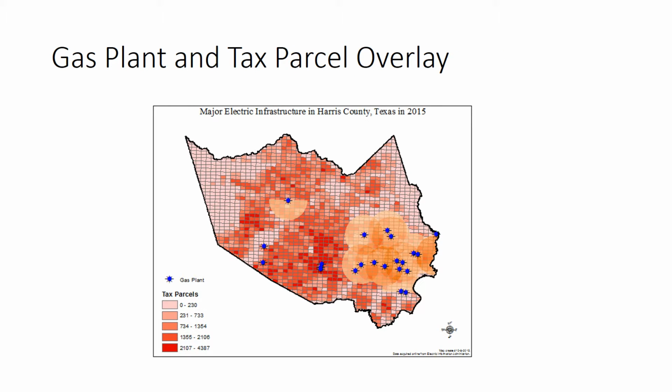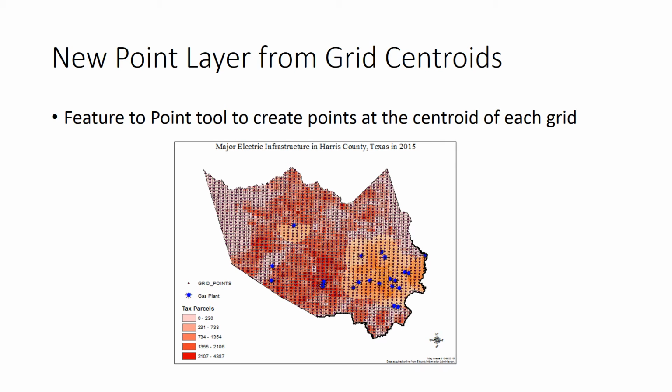Once the point density operation has been completed and the spatial join operation completed, I can overlay these two layers for further analysis. I can also use the Feature to Point tool to create a point layer that shows a point at the centroid of each one of the grid polygons.